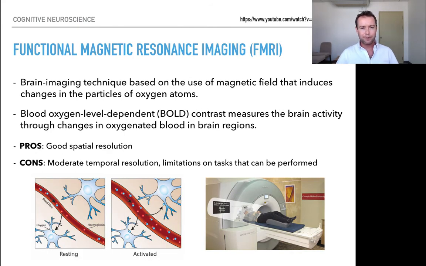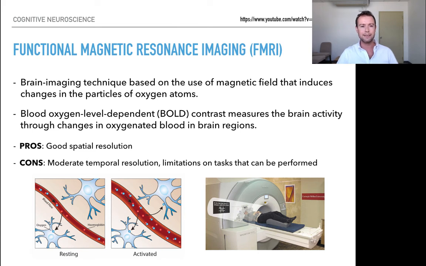Now, something that is very popular and that we'll cover multiple times throughout the course is functional magnetic resonance imaging. So, in other words, fMRI. And this is a neuroimaging technique that uses magnetic fields to construct a detailed representation, so a 3D image of levels of activity in various parts of the brain at any given time.